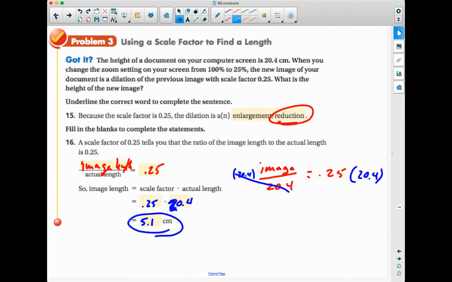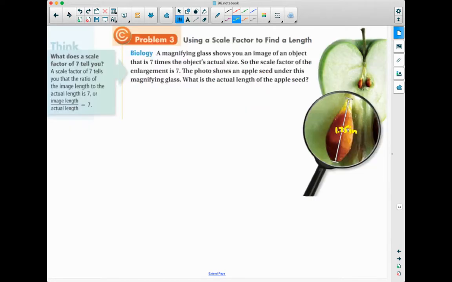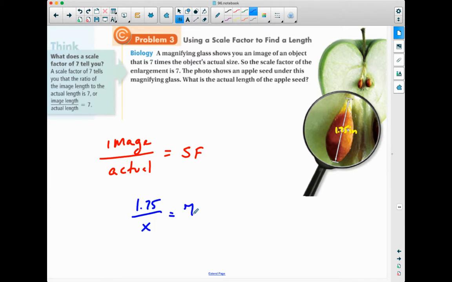So if we look back over here and use this, image length over actual length equals the scale factor. Let's just plug in what we know. So we know that our image is 1.75. We don't know our actual, but we know that that's equal to 7.